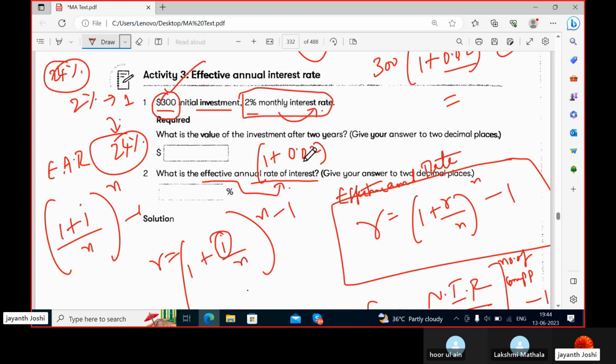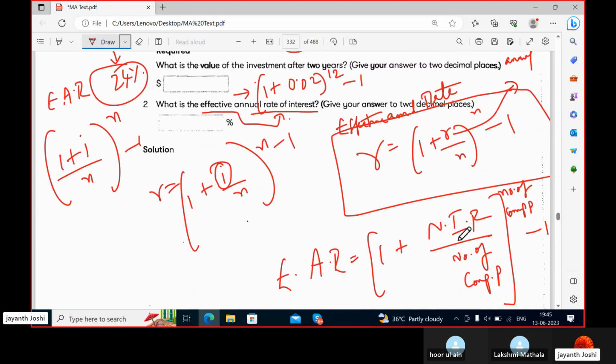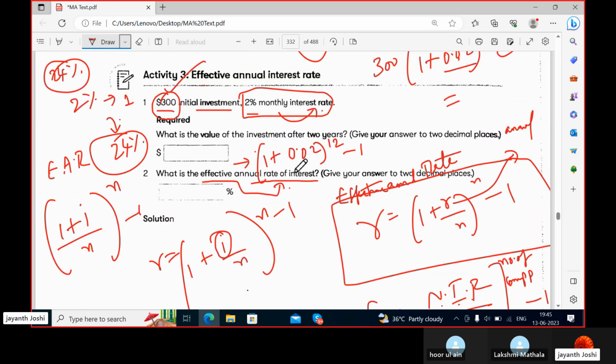So if at all monthly rate is given to you 2%, how many months make 1 year? 12 months minus 1. Just calculate this one, you'll get the answer. Do this. See, this works out only if they have given you annual rate. I've already written here nominal interest rate by number of compounding periods. But here the rate is monthly rate, na?